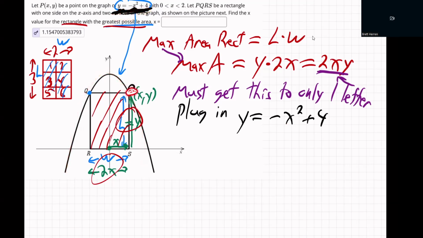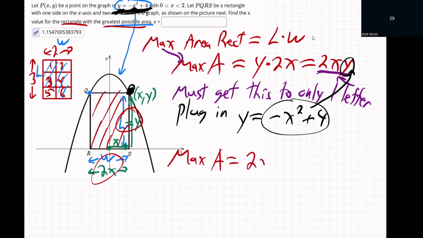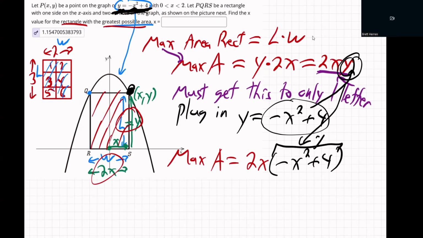So this point is the upper right-hand corner of the rectangle. It's also a point on the parabola. So the xy coordinates must satisfy that. So we can take this and just plug in right there for y. Oh, okay, maximize area equals 2x, and when it comes to y, we'll go negative x squared plus 4. See what I did there? So this y became that. The formula was 2xy, and y is negative x squared plus 4.